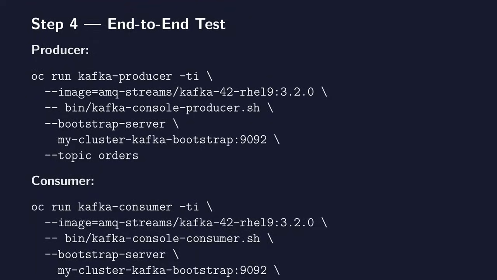Fourth step, end-to-end test. Using the official Streams image, create a producer pod that connects to the cluster bootstrap service and sends messages to the orders topic. In another terminal, create a consumer that reads messages from the beginning. If everything is configured correctly, messages you type in the producer appear instantly in the consumer. Messages flowing. Cluster functional. 15 minutes.